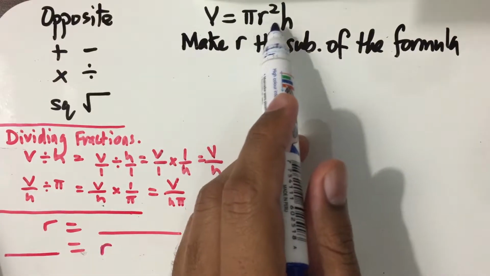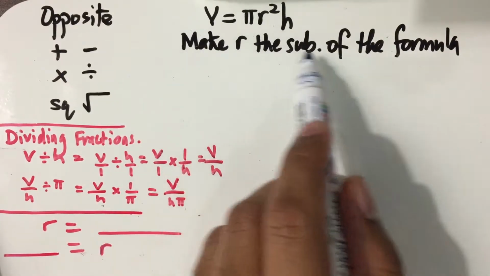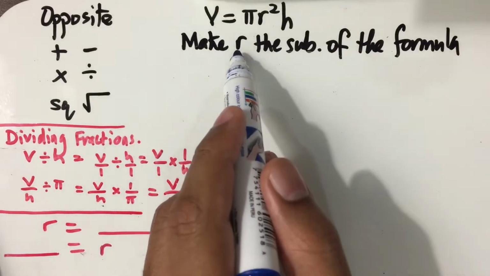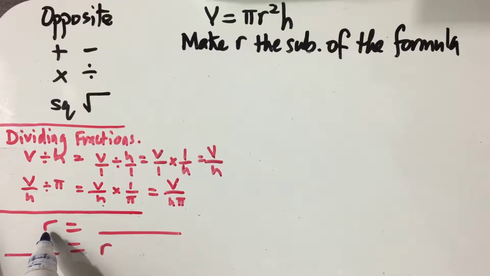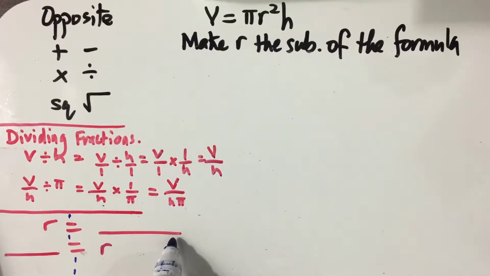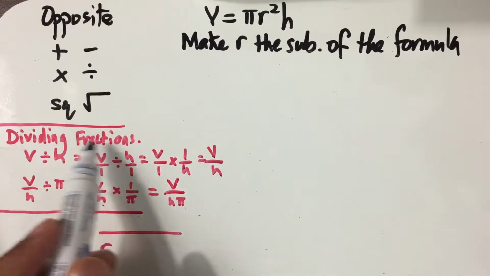V is equal to pi r squared h. Make r the subject of the formula. To make r the subject of the formula, we need to have r alone on one side of the equation and then everything else on the other side. Similarly, we can have everything else on this side and r alone on the other side. It doesn't matter. We need to know how to divide fractions.